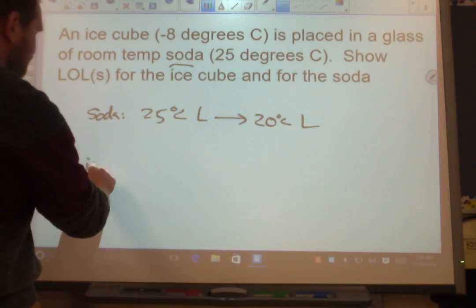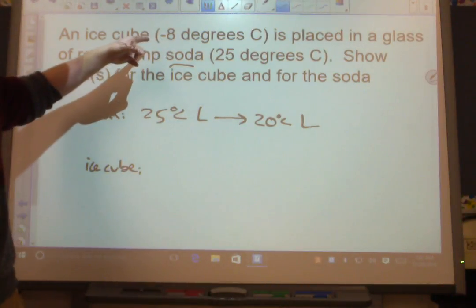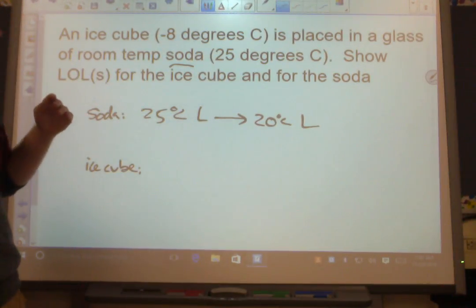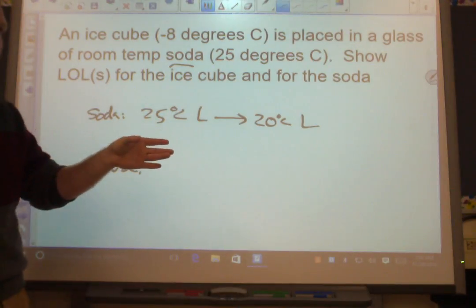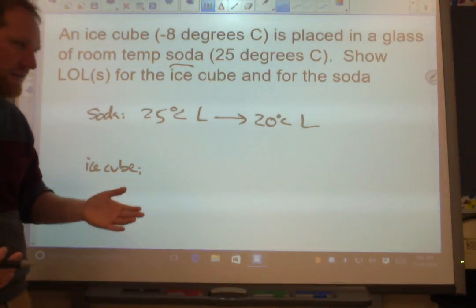Now for the ice cube, well, it's starting as -8 degrees Celsius, and that's obviously going to be a solid. And if you put it in the soda, and the ice cube melts and the soda cools, obviously the ice cube is going to end up as the same exact thing.